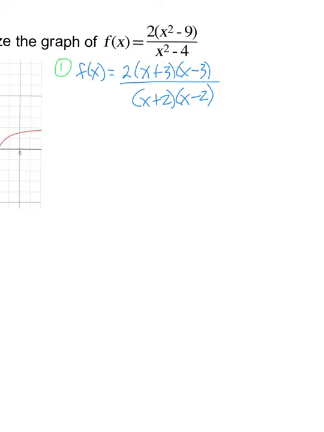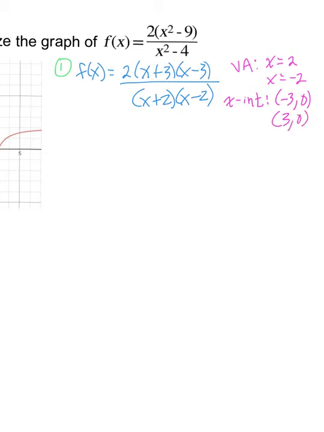So I'm just going to start writing down a bunch of stuff. So let's start with those vertical asymptotes. So my vertical asymptotes would be at x equals 2 and x equals negative 2. And so I got that from my denominator. Then from my numerator, I can get my x-intercepts. So set the numerator equal to 0, set this and this equal to 0. So I get x-intercepts at negative 3, 0 and at 3, 0.